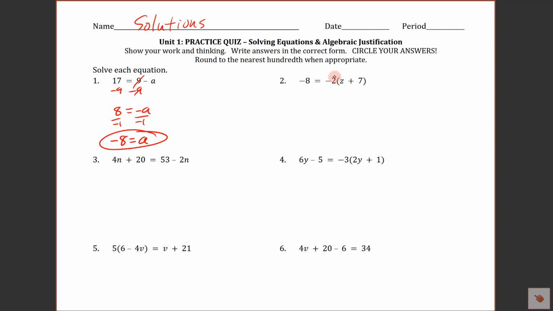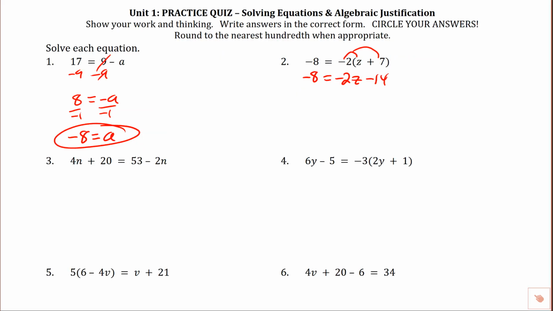Number 2, we're going to do some distribution. So we're going to distribute through here. So this is going to be negative 8 equals negative 2z minus 14. I'm going to go ahead and increase the size here so we've got plenty of room.